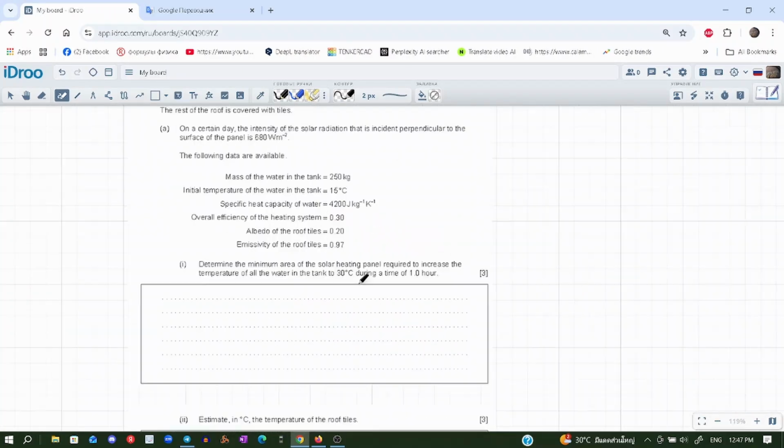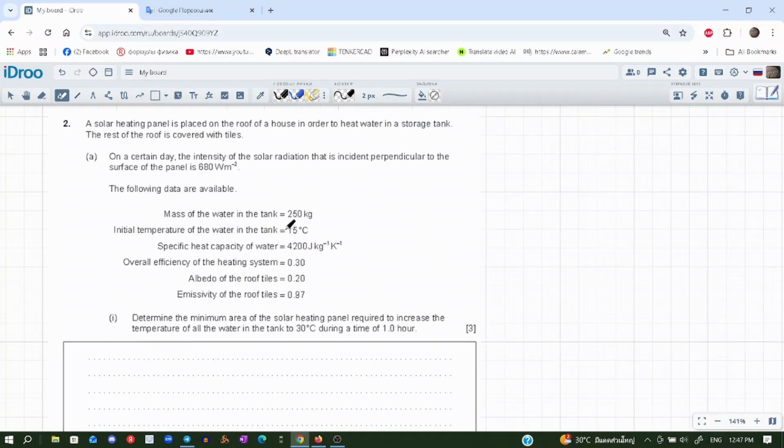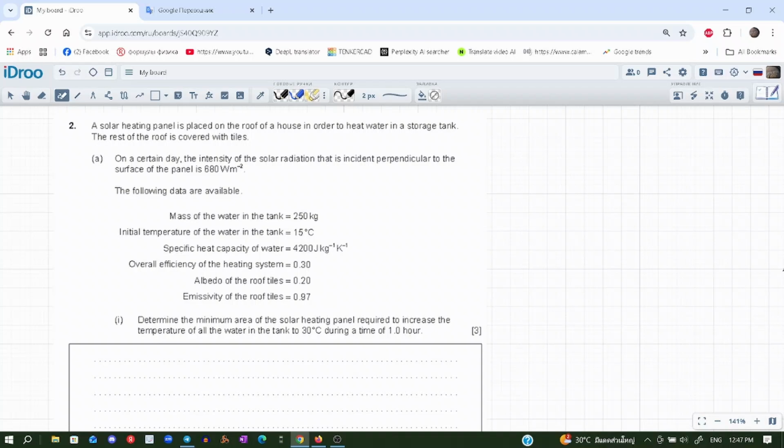The next problem, number 2. A solar heating panel is placed on the roof of a house in order to heat water in a storage tank. The rest of the roof is covered with tiles. On a certain day, the intensity of the solar radiation that is incident perpendicular to the surface of the panel is 680 watts per meter squared. The following data are available.